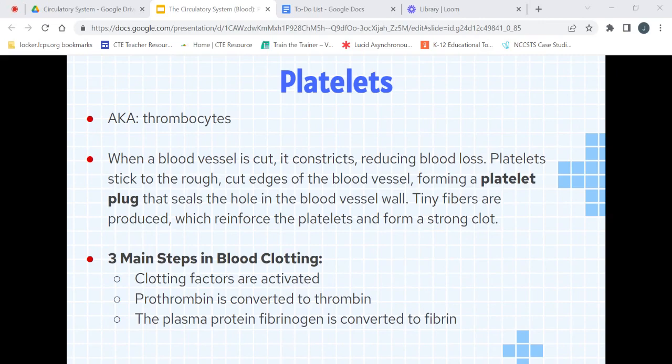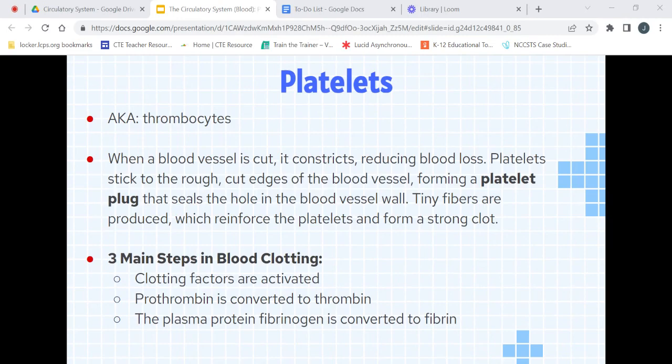Prothrombin activator catalyzes the conversion of prothrombin to its active form, thrombin. Calcium ions and clotting factors must be present for prothrombin to be converted to thrombin. Prothrombin is a globulin found in the plasma. It is manufactured in the liver with the help of vitamin K. In the presence of calcium ions, thrombin acts as an enzyme that converts the plasma protein fibrinogen to fibrin.